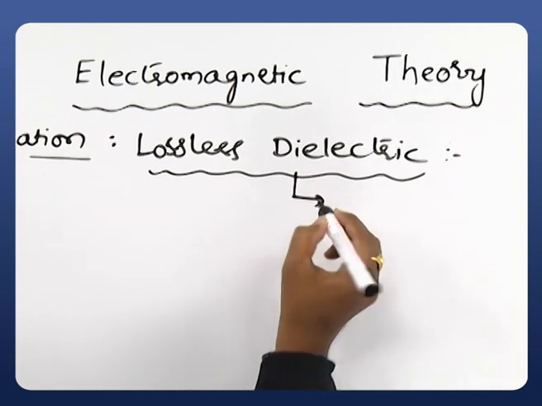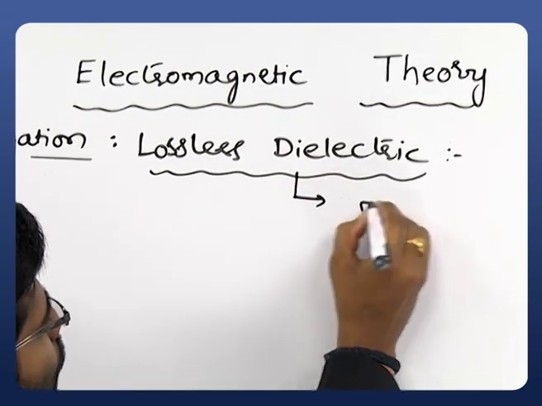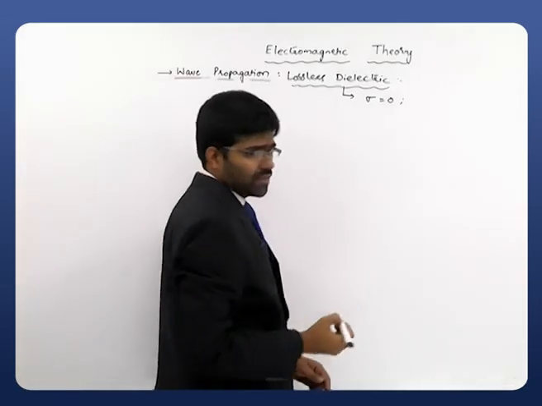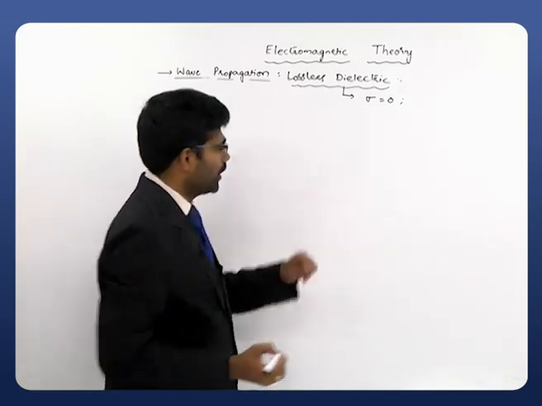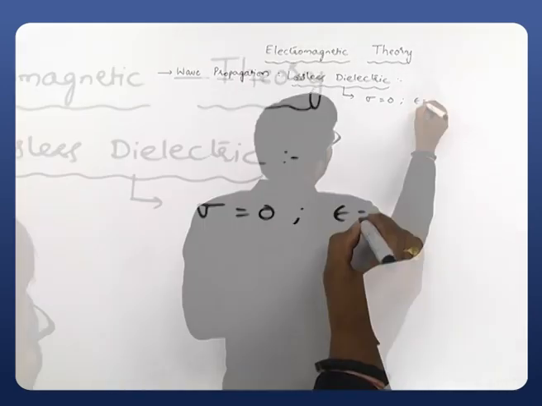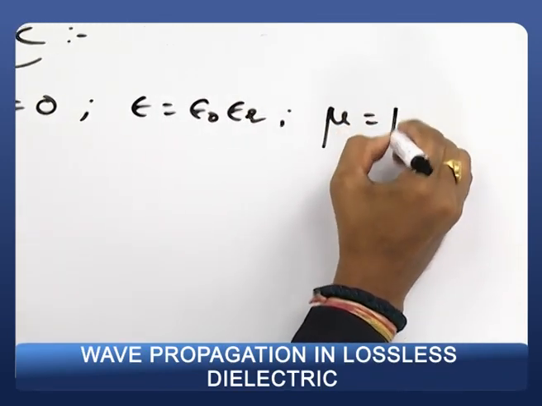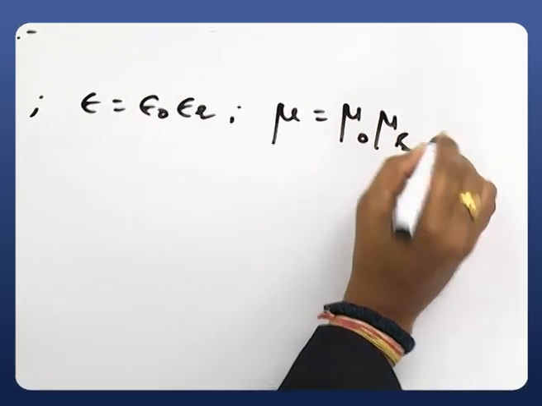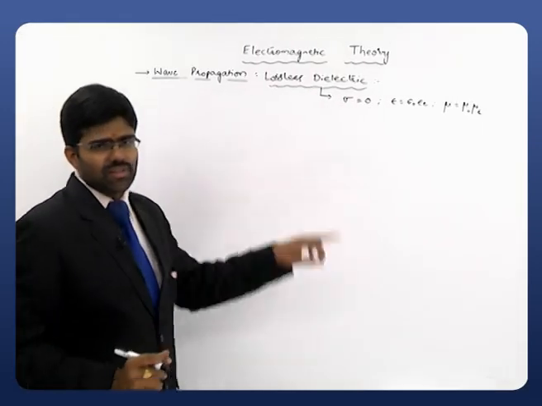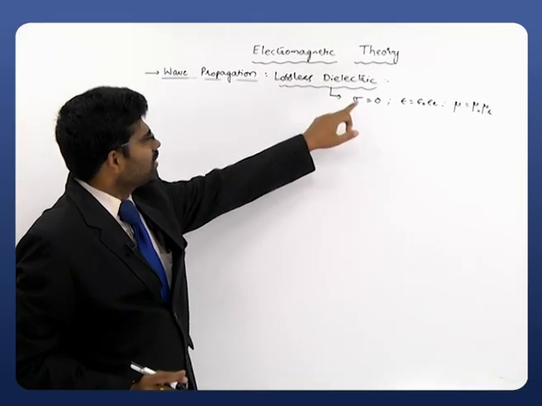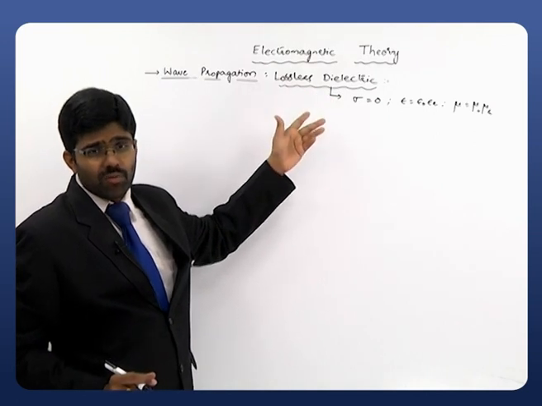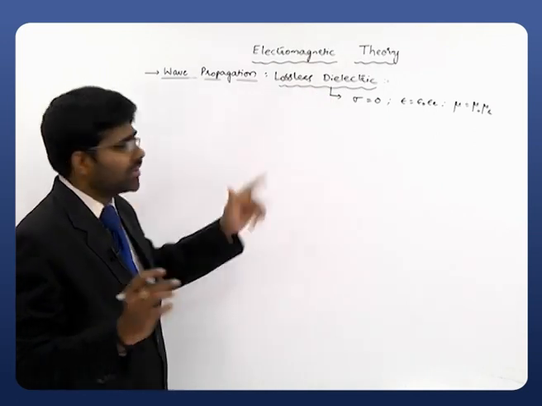Clearly observe the characteristics. A lossless dielectric medium will have zero conductivity. Since it is lossless dielectric, conductivity sigma is 0, and epsilon is equal to epsilon naught epsilon r, mu is equal to mu naught mu r. So these are the characteristics of a lossless dielectric medium. Now what are the parameters we are supposed to observe while deriving the equations?